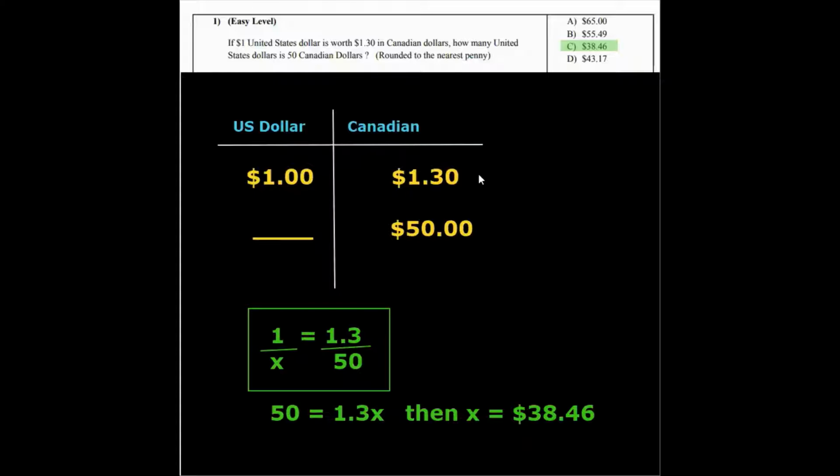So if you have $50 Canadian and you're coming to the United States and you'd like to have the United States currency, what we do is we set up a proportion. So we'll set it up as 1 over x equals 1.3 over 50. Cross multiplying, we have 50 equals 1.3x, and dividing by 1.3, the value of 50 Canadian dollars is $38.46. The correct answer was C.